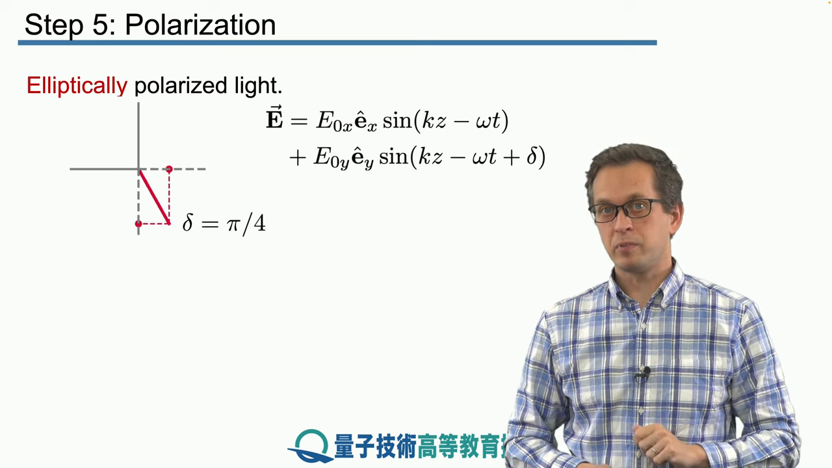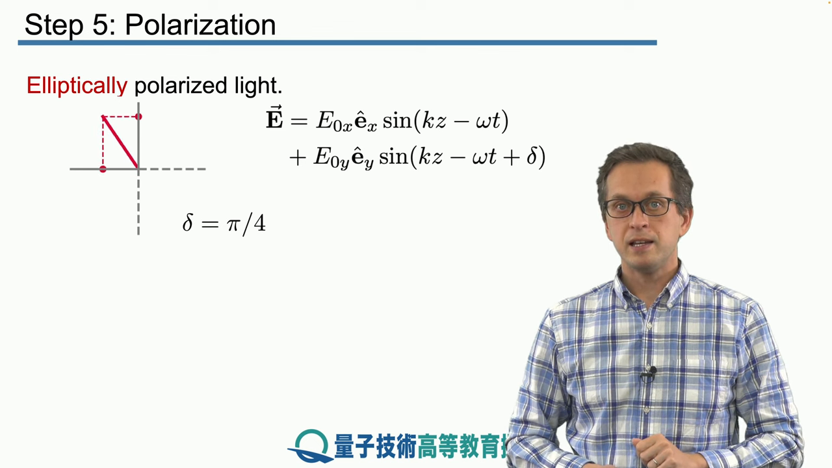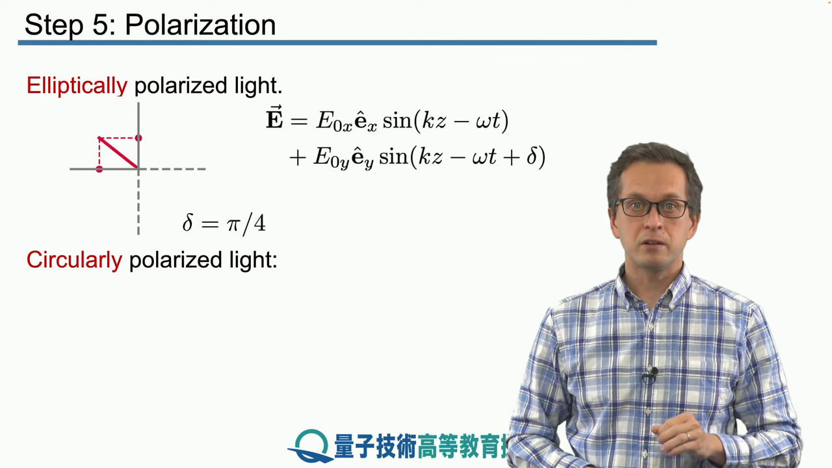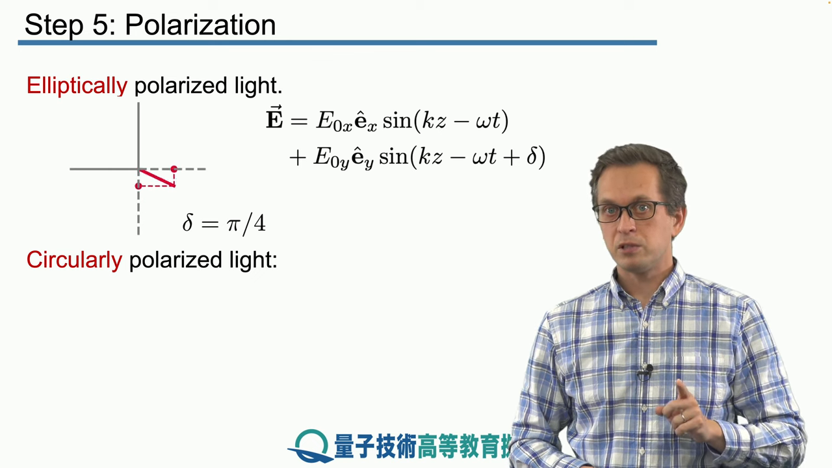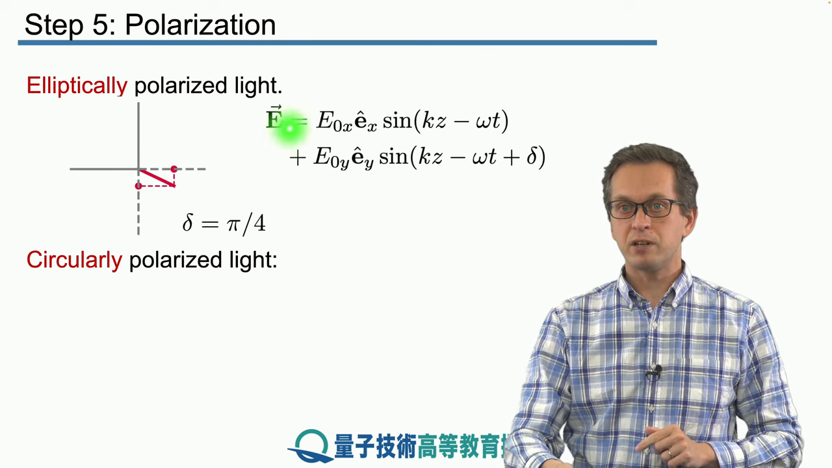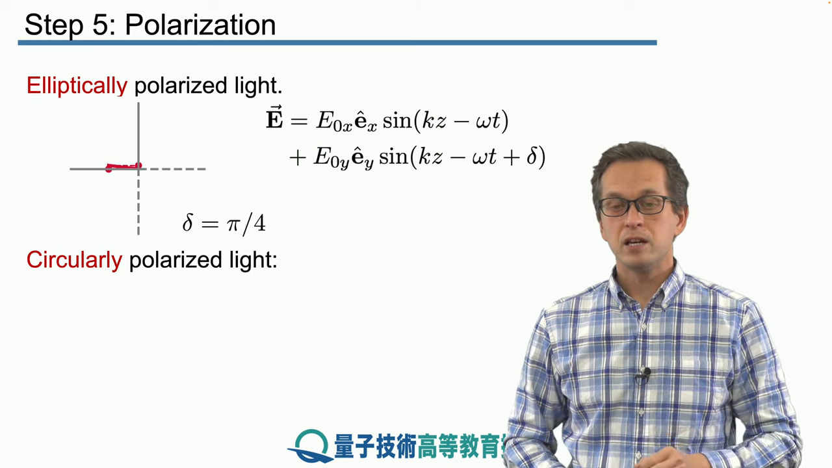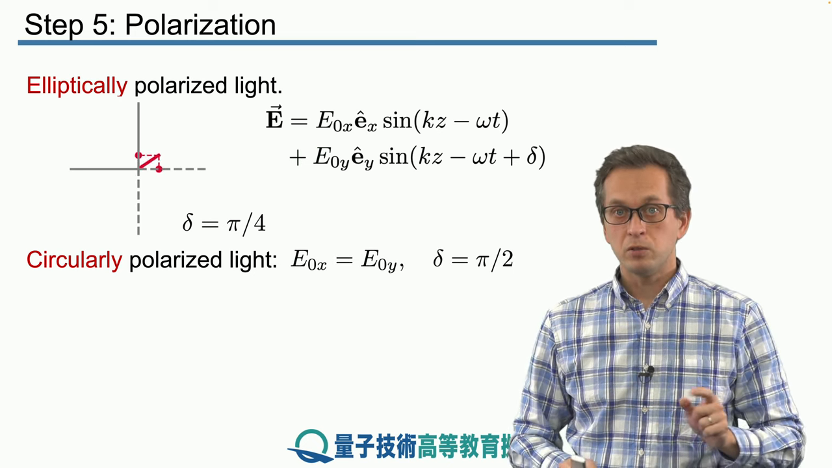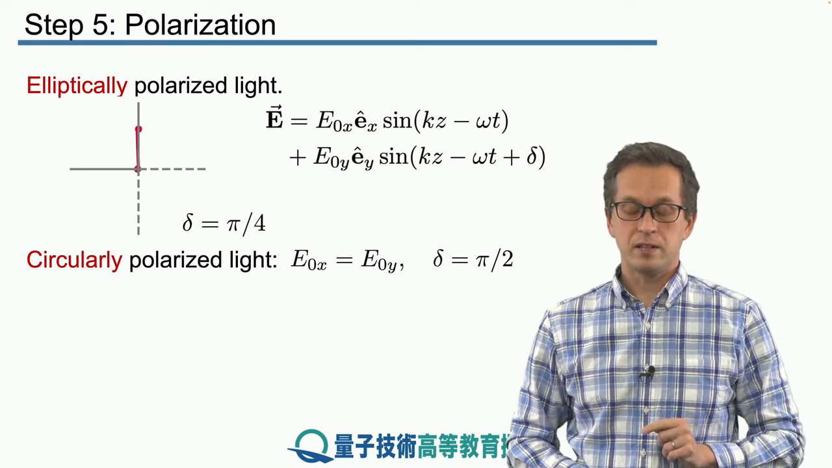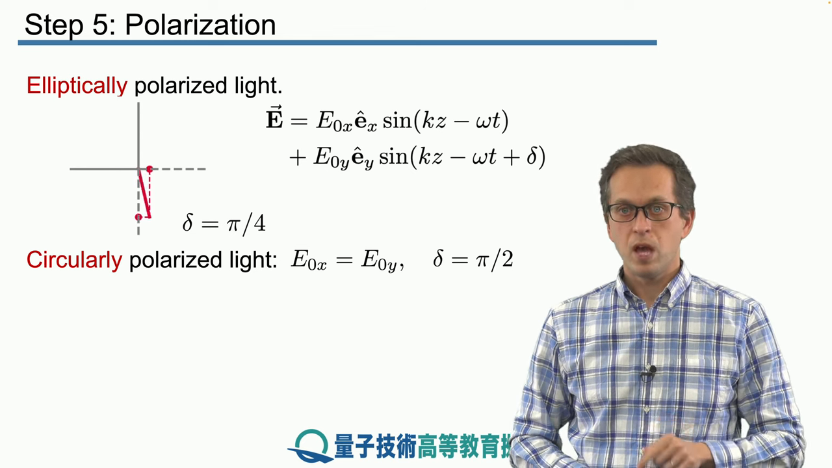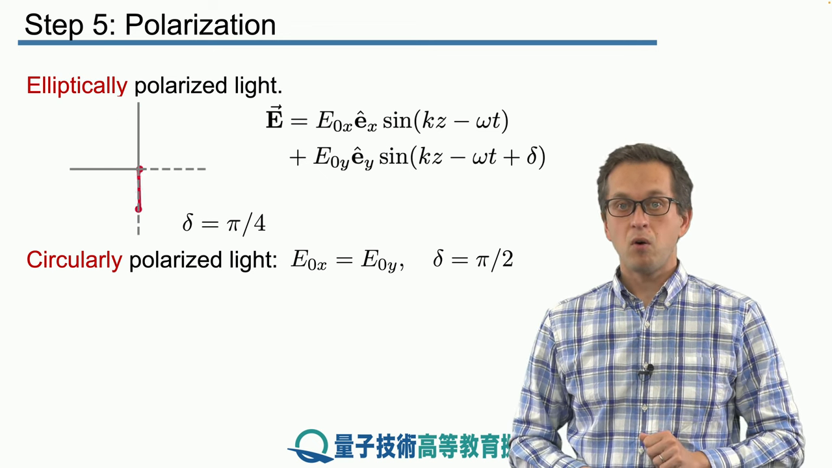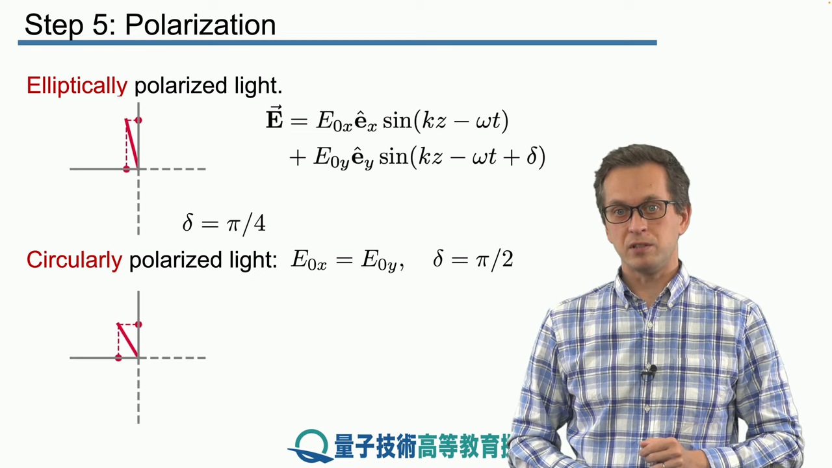Let's consider a particular example of an elliptically polarized light. Let's say that the shape that we are trying to trace out in the XY plane is a circle. Such a light is called circularly polarized light. Can you think how to achieve circularly polarized light? All you have to do is take our expression for the electric field over here and set E naught X equal to E naught Y. So the two amplitudes in the X and Y components are identical. And the phase difference delta has to be pi over 2. You can substitute it in our expression for the electric field and do the mathematics. Or you can simply look at the following animation.